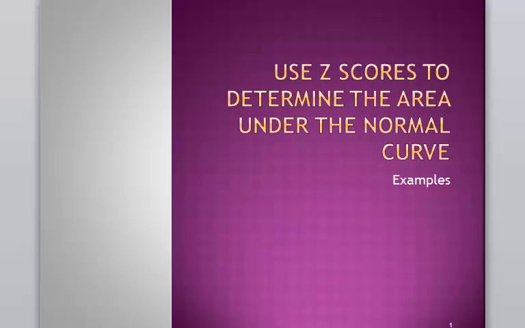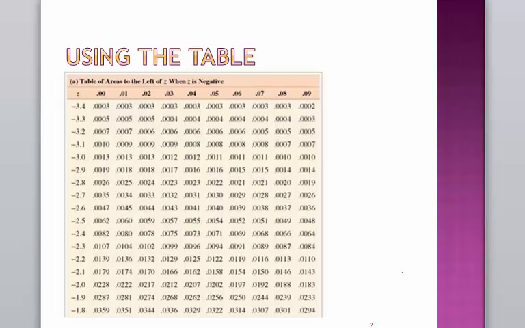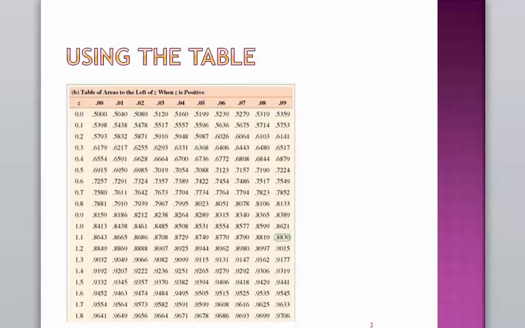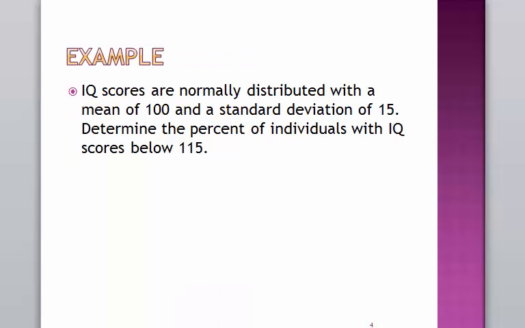We'll now look at some examples of how to use z-scores to determine the area under the normal curve. Again, in order to work these problems, you will need access to the table in your book in section 12.5. Remember that you have a table that shows positive and negative z-scores. Let's begin with an example.